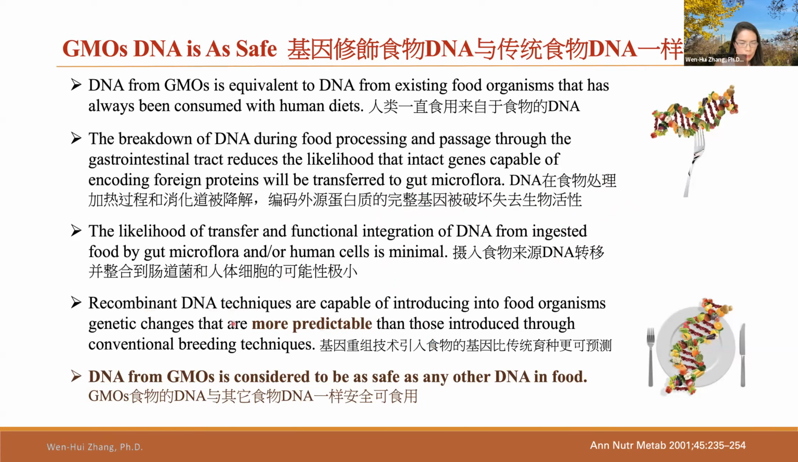They're using recombinant DNA techniques, the genetic engineering. Actually, the genetic changes to a crop are more predictable than with traditional breeding techniques, because we know exactly what we inserted into the DNA. So DNA from GMOs is considered as safe as any other DNA in food.